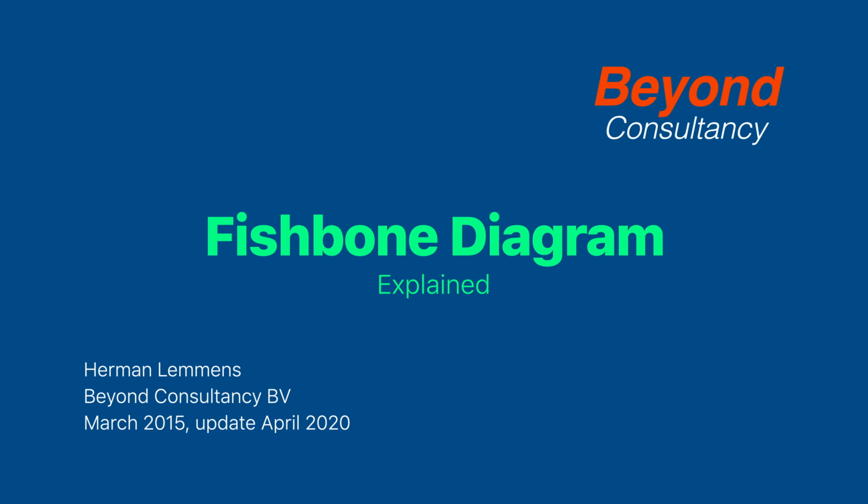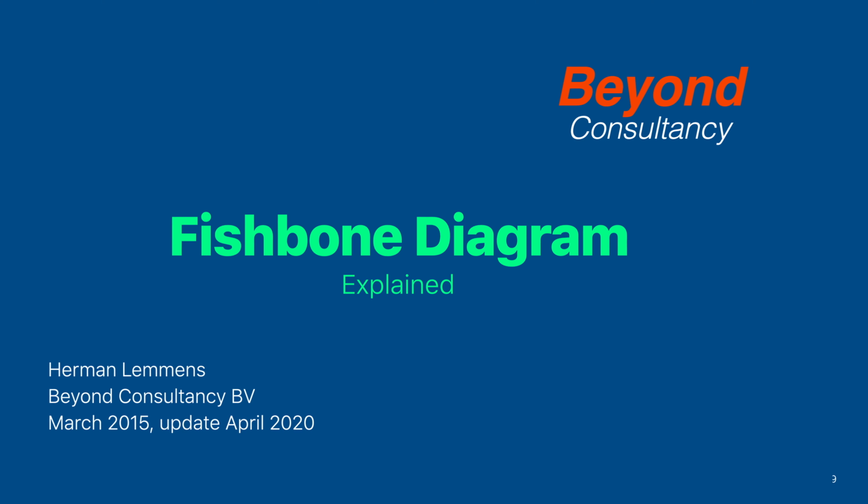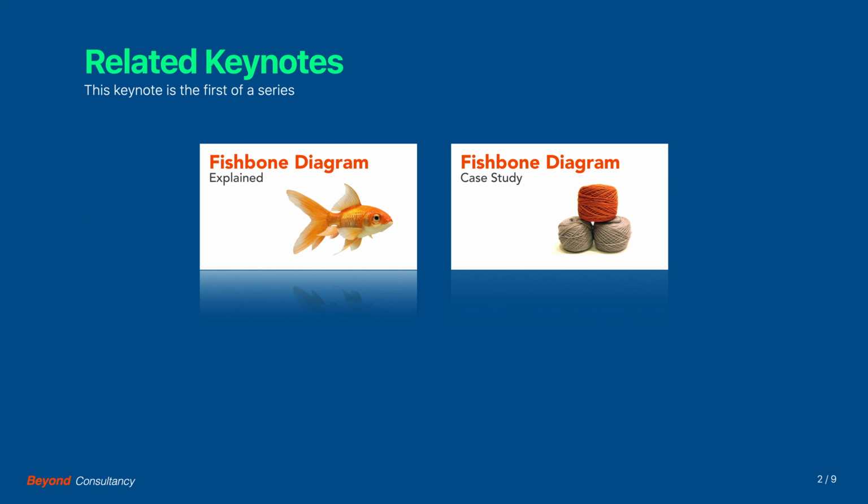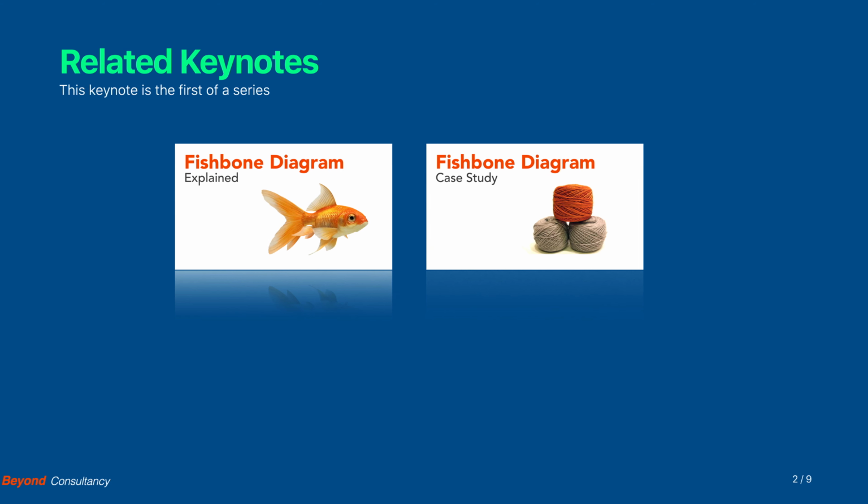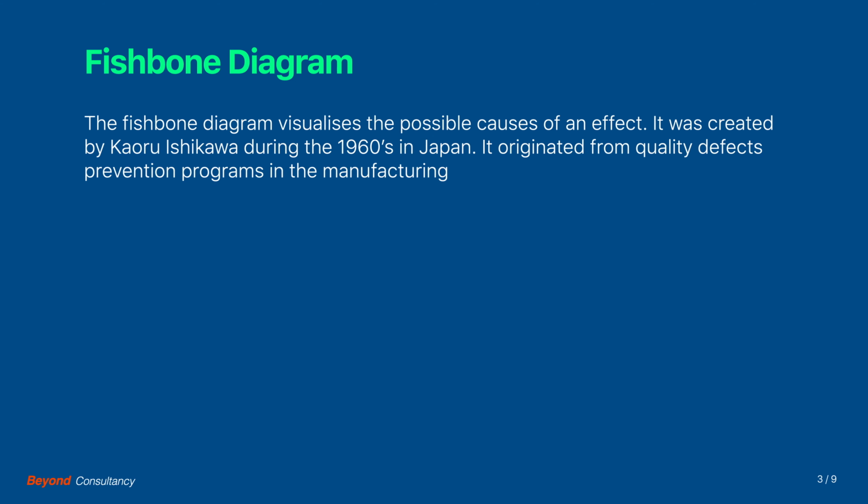In this keynote, we will explain the Fishbone Diagram. This keynote is the first of a series. In a second keynote, we will present a case study. The Fishbone Diagram visualizes the possible causes of an effect. It was created by Kaoru Ishikawa during the 1960s in Japan. It originated from quality defects prevention programs in the manufacturing.